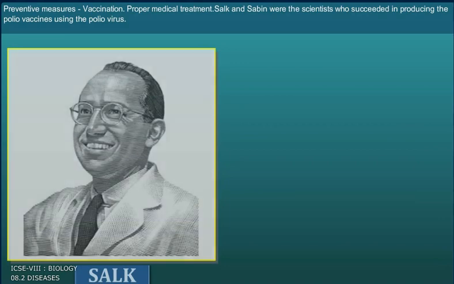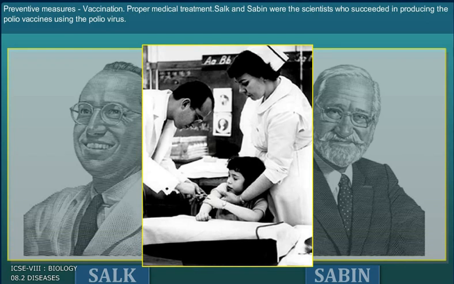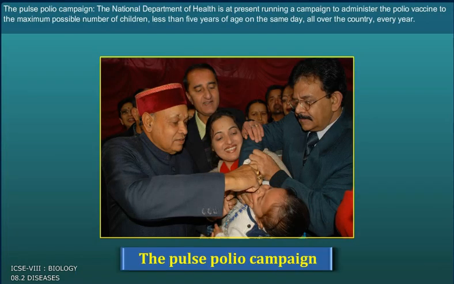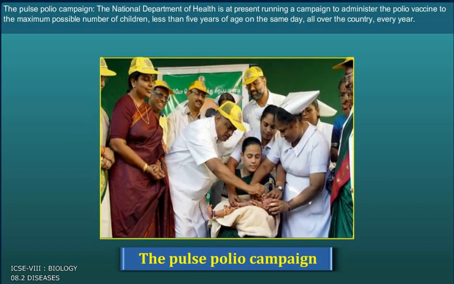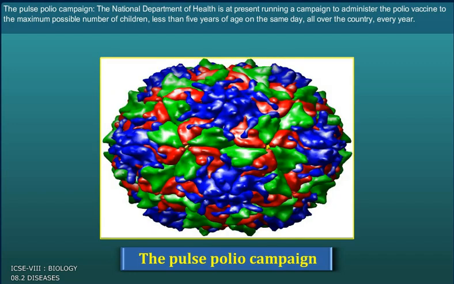Salk and Sabin were the scientists who succeeded in producing the polio vaccines using the polio virus. The Pulse Polio Campaign. The National Department of Health is at present running a campaign to administer the polio vaccine to the maximum possible number of children less than 5 years of age on the same day all over the country every year.